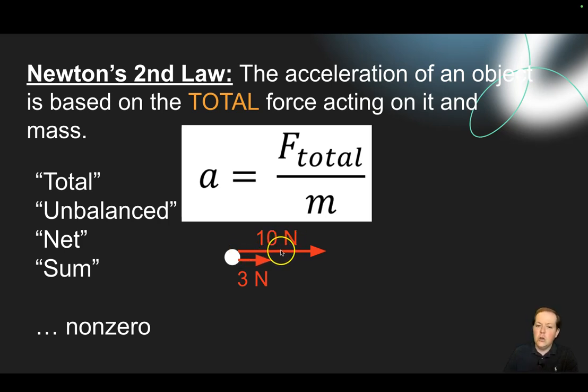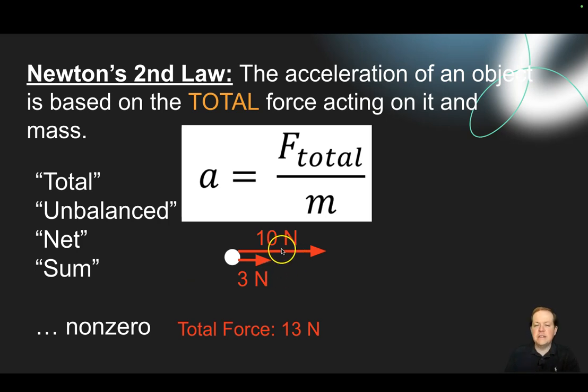This object has two forces. Maybe it's like a space probe in the middle of outer space. There is a 10 Newton thruster acting on it. There's also a 3 Newton thruster, and they're acting in the same direction. Question: what do you think the total force is for this setup? The total is 13, and maybe you guessed that intrinsically without me even going over a definition.